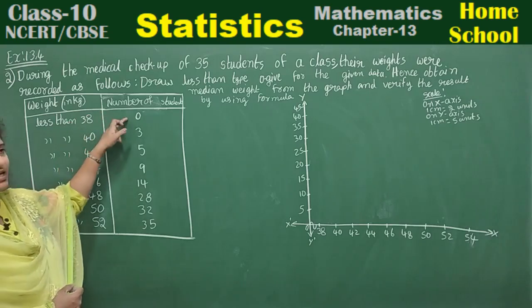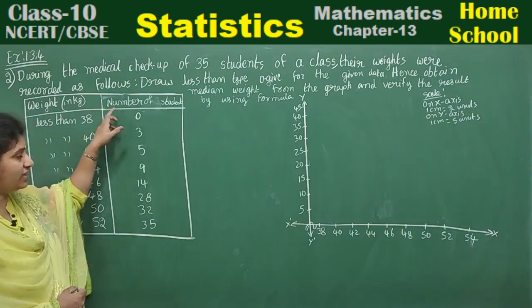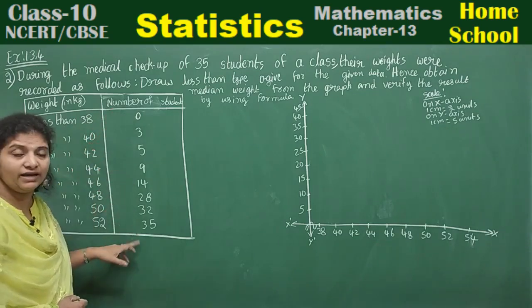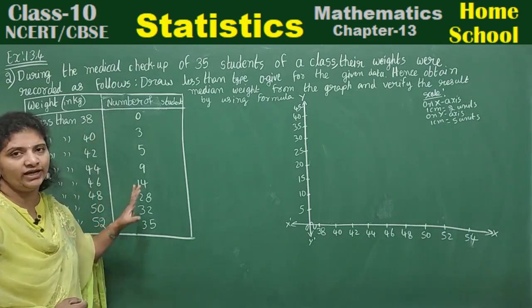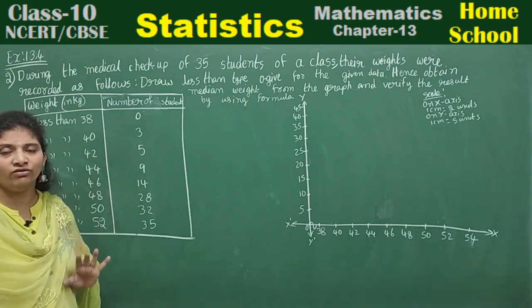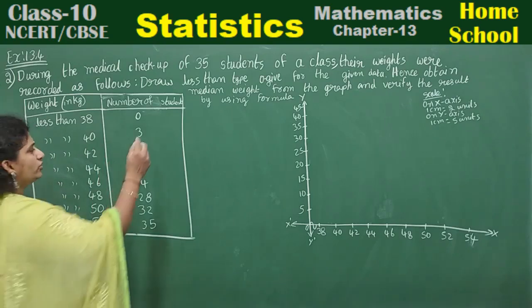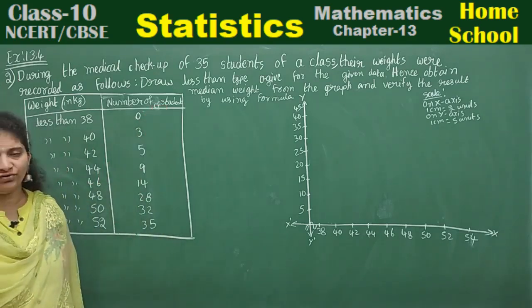The frequency is in ascending order. Can you see the frequency? Increasing. Increasing means it is already done cumulative frequency. The frequency is already written in the form of cumulative. So don't write this as f. You just consider it as cumulative frequency.